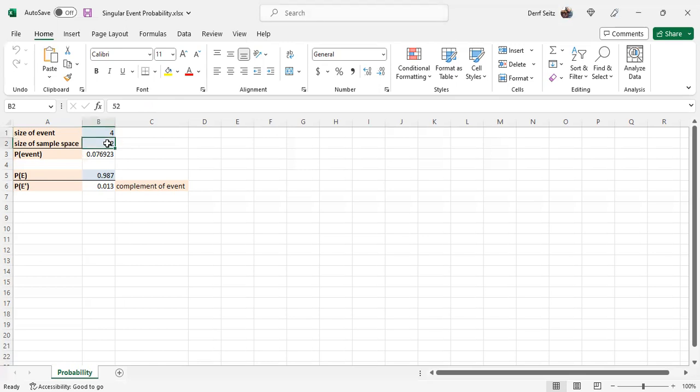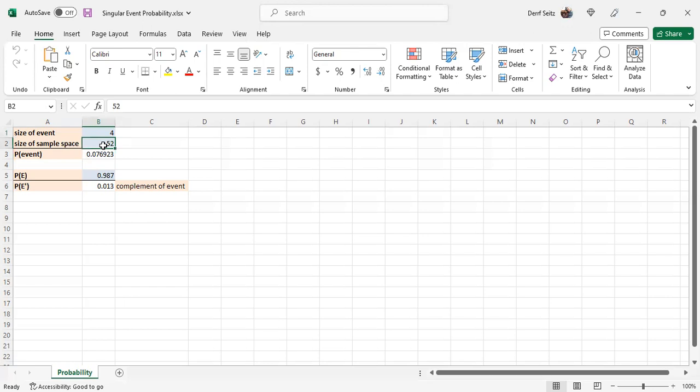First, the size of the sample space. The sample space represents the possible outcomes of a statistical experiment. 52 could represent the experiment where you have a standard deck of playing cards with 52 cards, and the experiment is to draw one card. And the 4, the event that you're interested in, could be the event of drawing an ace from the deck.